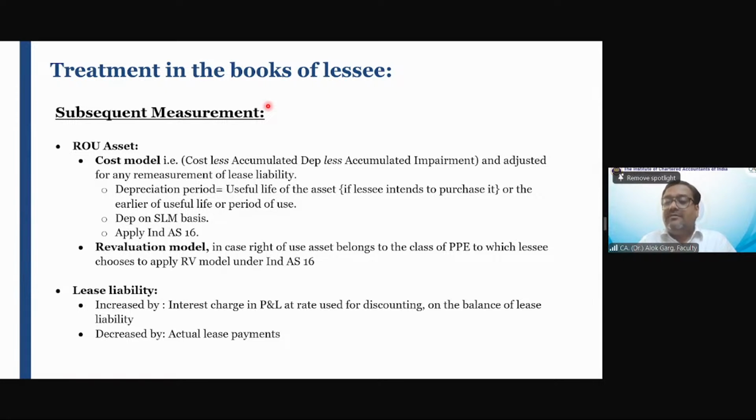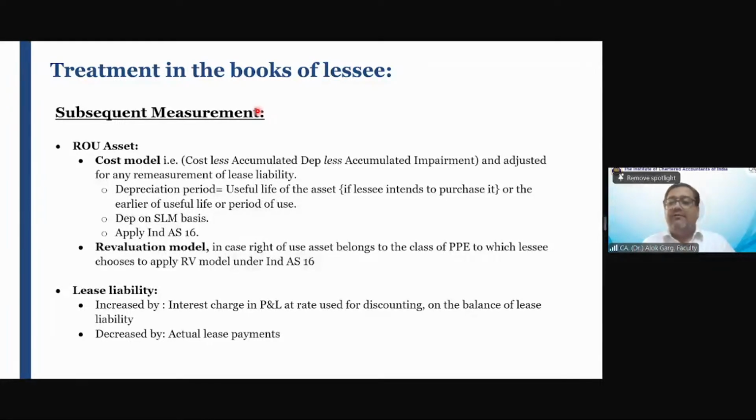कम ही होगी ना. So what does it mean? It means the asset which I am carrying, right? My right of use asset which I am carrying, its recoverable value is much lower than the carrying value. Impairment will arise or not arise? Impairment will arise. Okay. Right. So my dear friends, ROU asset is also subject to impairment.